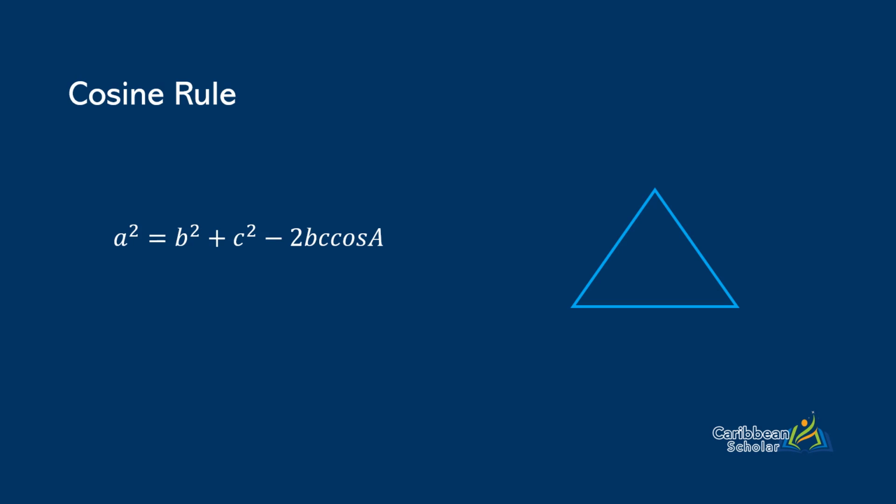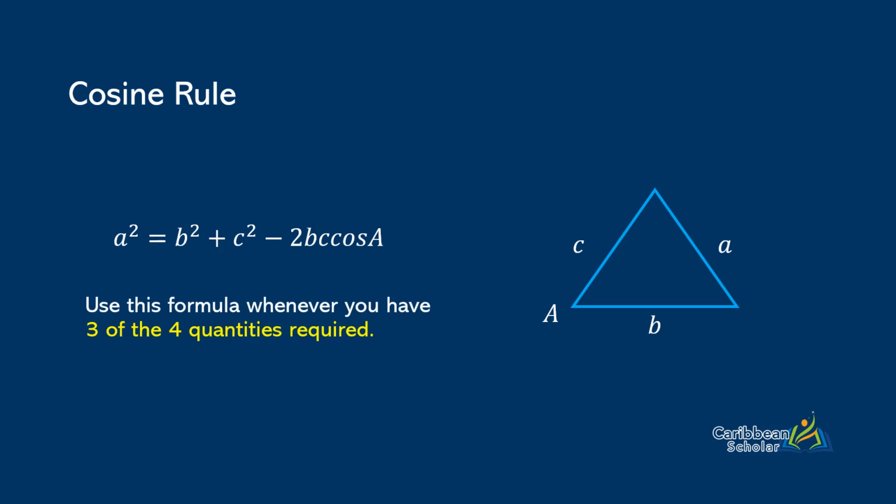Now, here's one version of the cosine rule. It relates the three lengths of the triangle to the cosine of one angle in particular. In this version, we have the angle A, and so the formula is given as a squared equals b squared plus c squared minus 2bc cos A. In general, you want to use the formula whenever you have 3 out of the 4 quantities required.